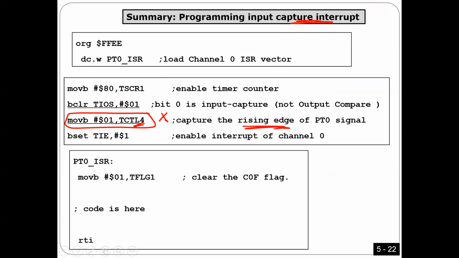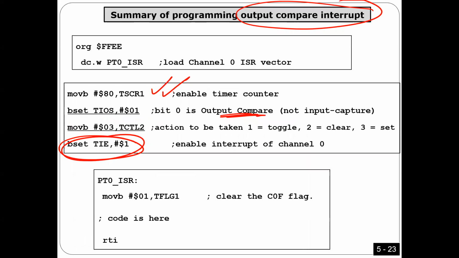Is that okay? I have to use another one which controls what action you want to take on the pin. Is that okay? So this one you always use only in input capture. In output compare, we are going to use another register because this one can control the action you want to take. Okay, the action toggle or clear or whatever.